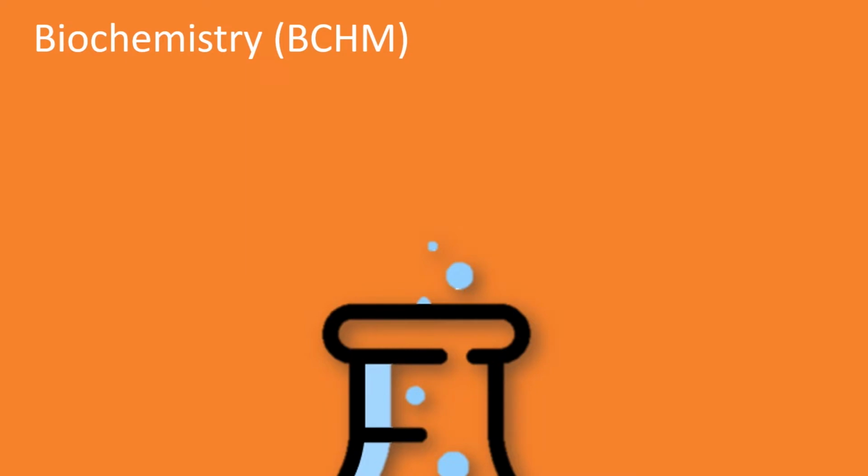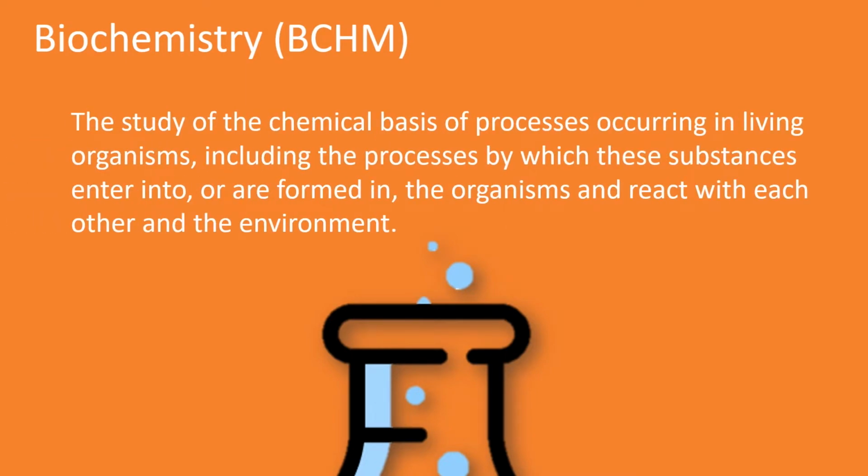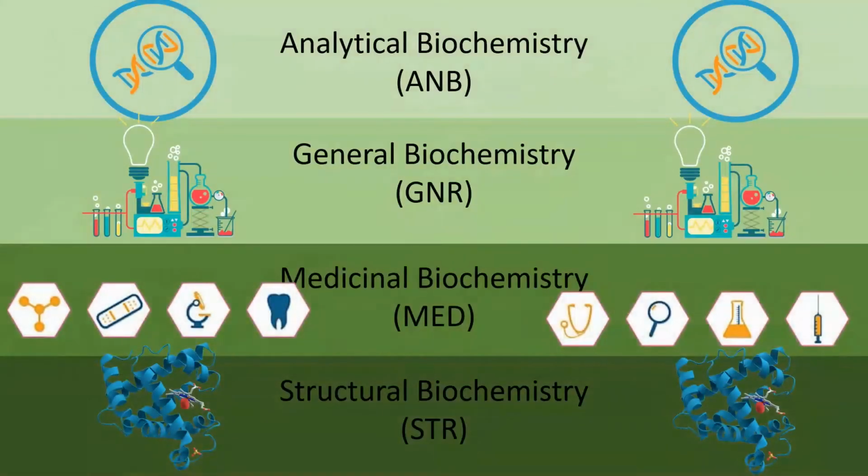Generally, the category of biochemistry is the study that deals with the chemical processes within and related to living organisms and how they interact with each other in the environment. This can be subcategorized into analytical biochemistry, general biochemistry, medicinal biochemistry, and structural biochemistry. Some projects included in here are medicines, identification, and quantification of chemical components.